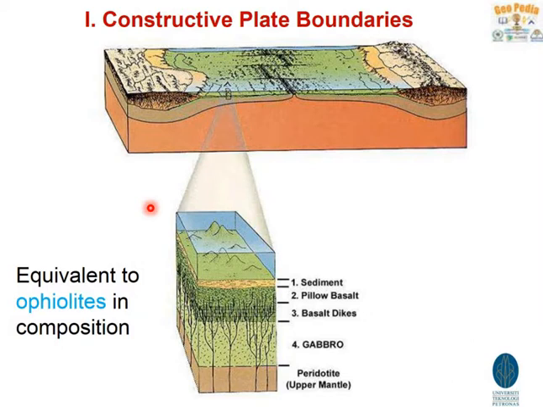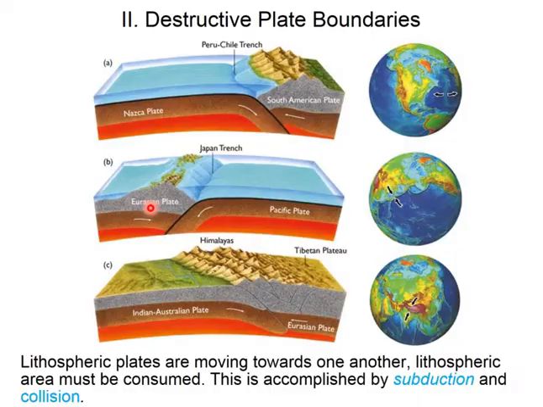The oceanic crust is generated at constructive plate boundaries, and is made of ophiolites. The main lithologies of the ophiolites are peridotite, gabbro, basaltic dike, pillow basalt, and deep sea sediment.